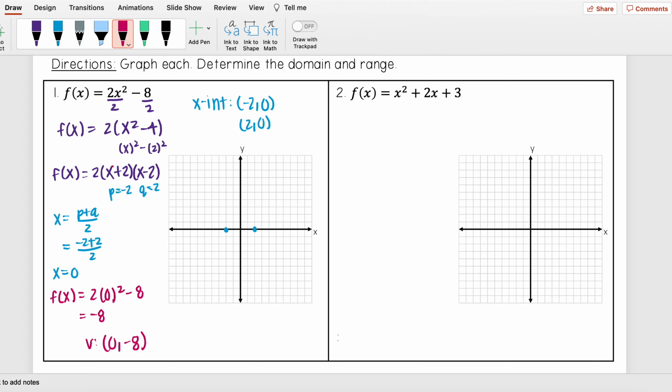You could have also plugged in 0 into my factored out equation as well, and you should have gotten the same thing. And so plotting that, I get my 0, negative 8 there, and then I can draw my parabola from there.